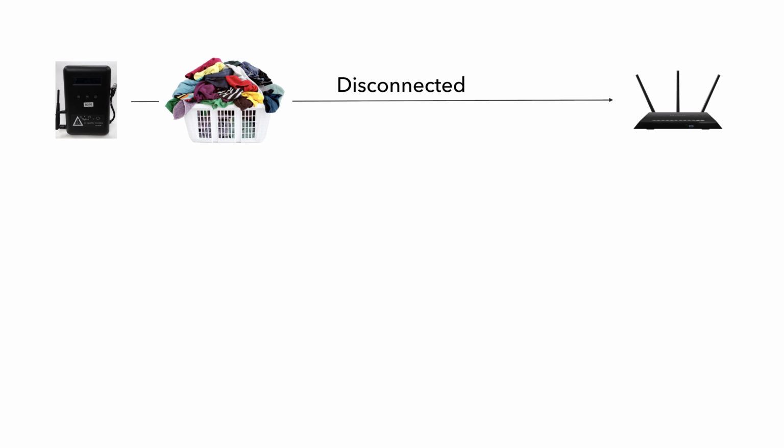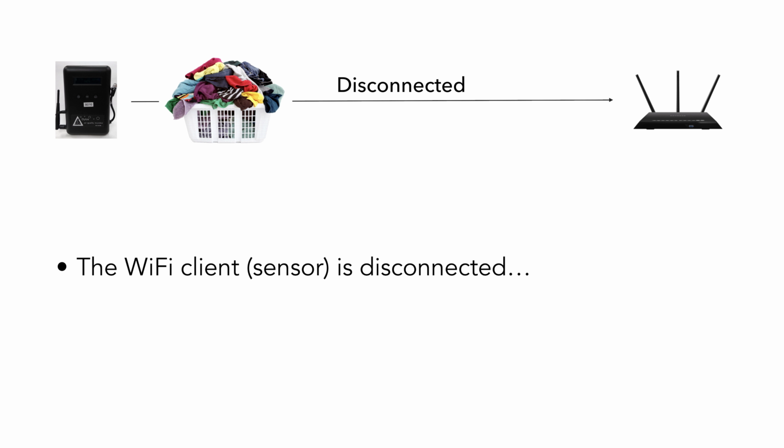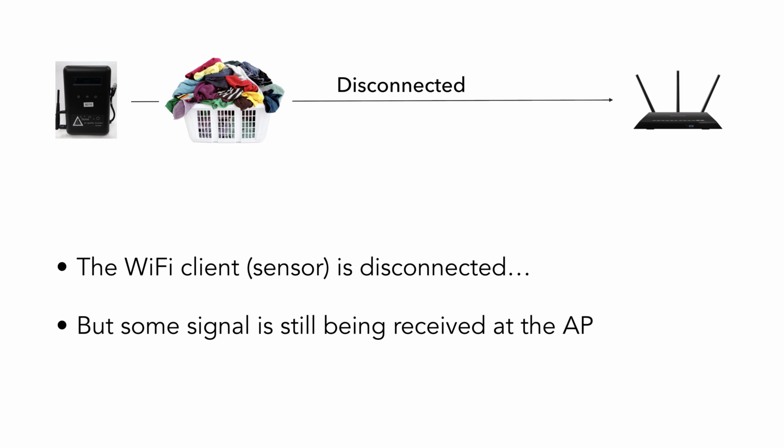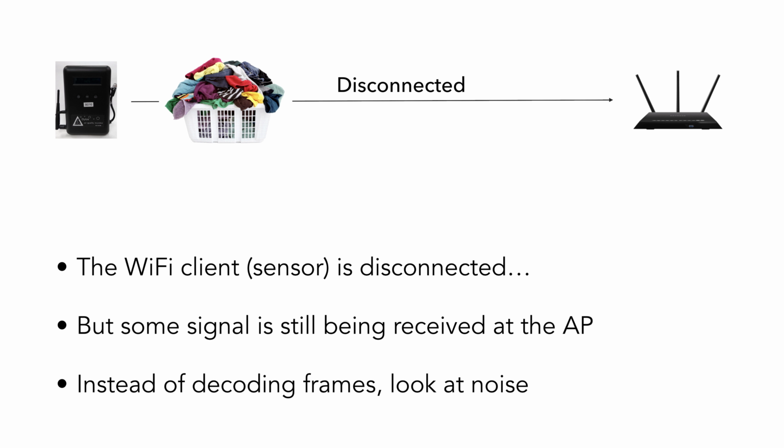So let's go back to our context of the sensor disconnected from a gateway. Let's talk about the general intuition behind how ONPC works. So we know that the sensor or the client is disconnected, but even if it's disconnected and the client's transmitting data, we know that some of the signal will still be able to be received by the access point. And once we go back to the signal to noise ratio, we know that some signal is going to be there, but just the ratio is not high enough for it to decode and be connected, but still some signal is still getting there. So what if instead of decoding frames, we looked at the noise instead?